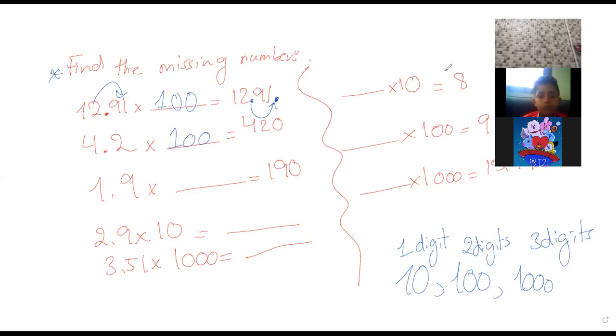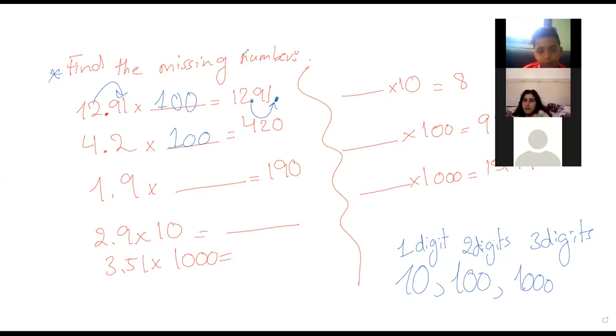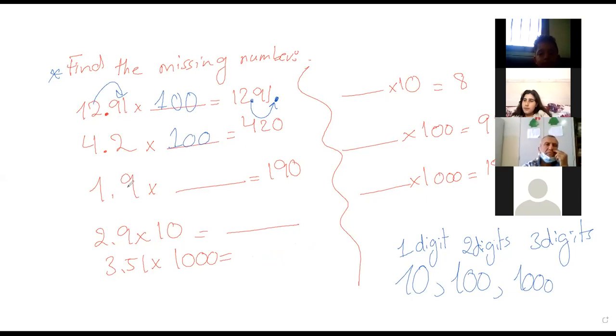Now, Mohsen. 1.9 times which number equals 190? 100. Why 100? Because it should be 19, but we added 0. Bravo. So we moved the point. How many digits? Two digits, so it's 100. Okay, thank you.